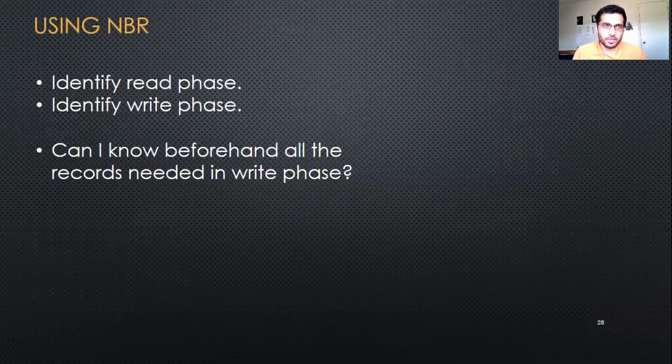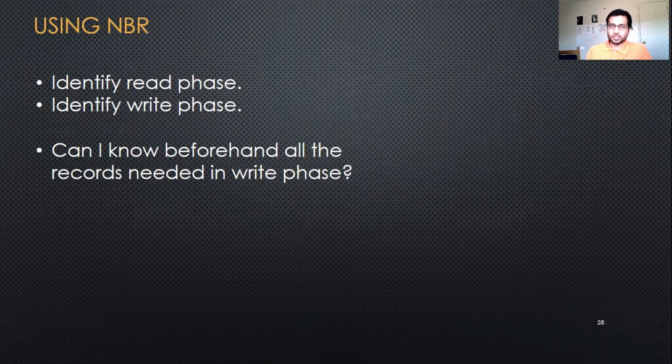Now let's see how we can use NBR in a data structure operation. We will again make use of the lazy list operation. All one needs to do is to identify the read and write phase in a data structure operation and ensure that before the beginning of the write phase, the number of records that would be required to carry out the updates in the write phase can be known beforehand.